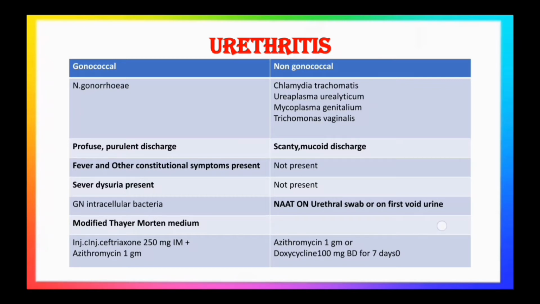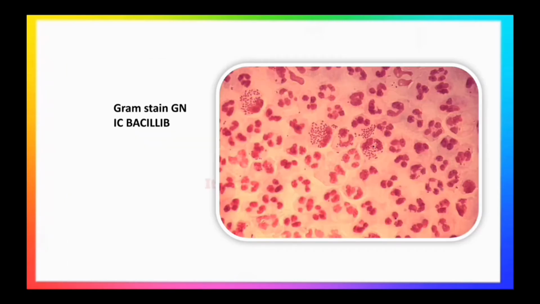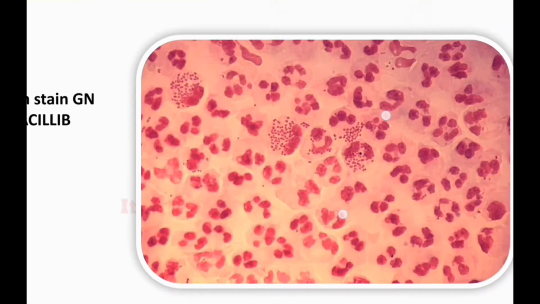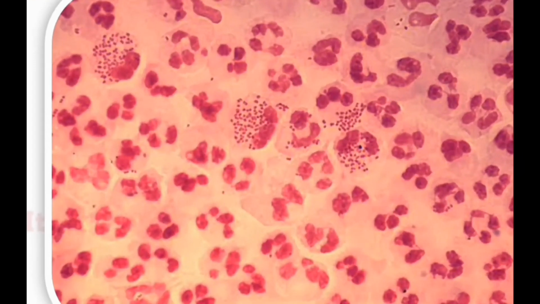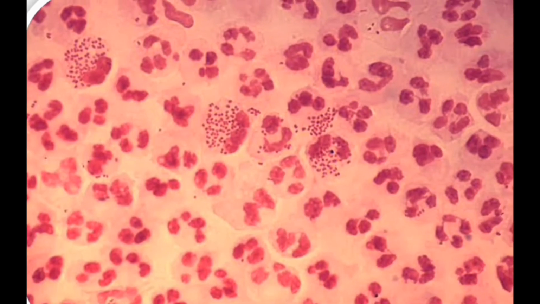This is how gonococci look like on gram stain. These are gram negative intracellular diplococci.